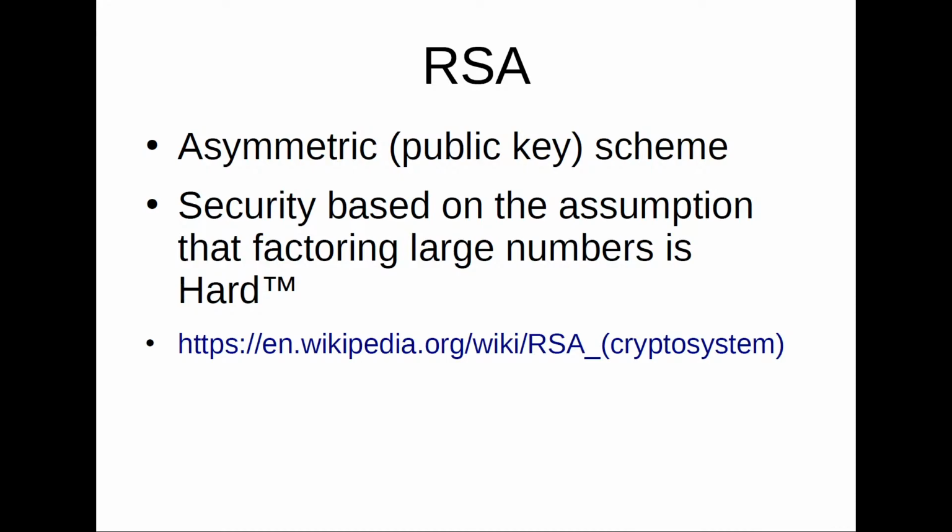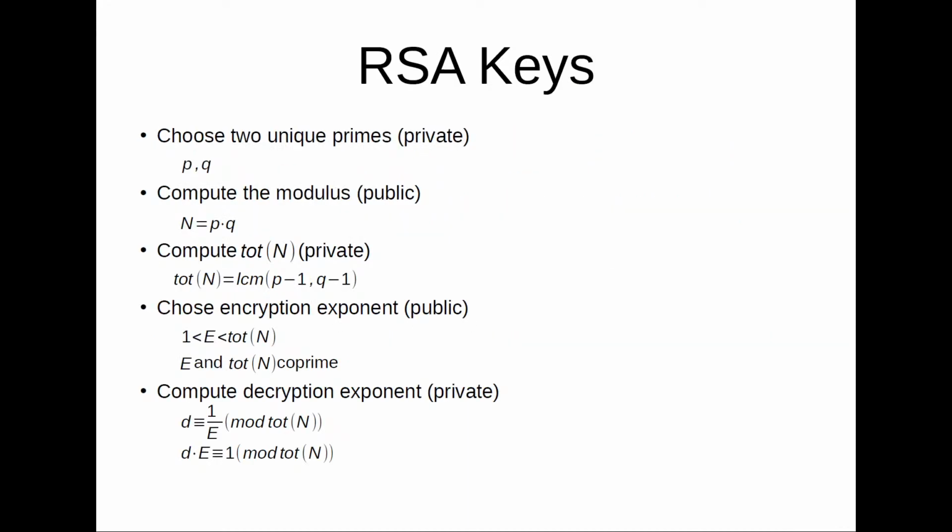And one thing to note about RSA is that trivial implementations are insecure. The Wikipedia page on RSA is a pretty good place to read about the actual algorithm. Now, RSA keys are not terribly difficult to create. You start by choosing two unique primes, P and Q, which you have to keep private. Then you compute a public modulus, N, which is P times Q.